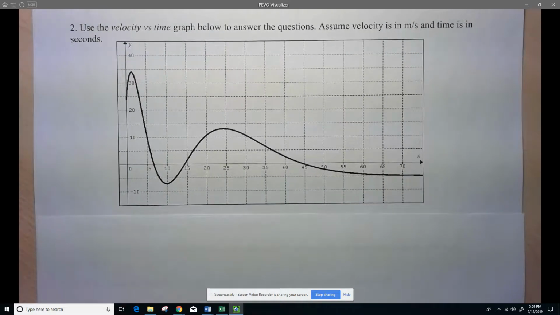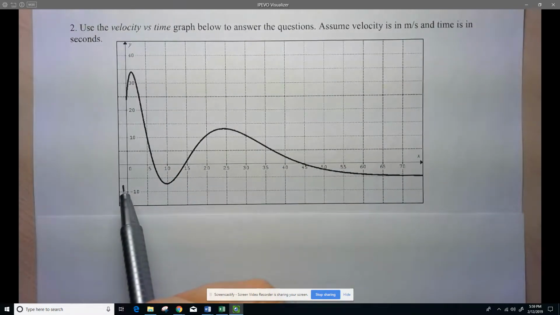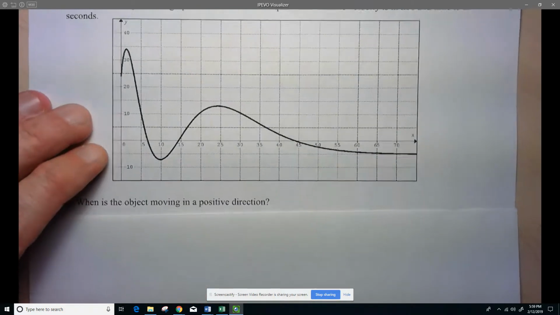Hi folks, we're going to take a look at number 2 from the February 12th homework. They give us a velocity time graph and ask us to answer the questions given below. Very important to remember that this is not the position time graph, but the velocity time graph. So let's take a look at the questions.